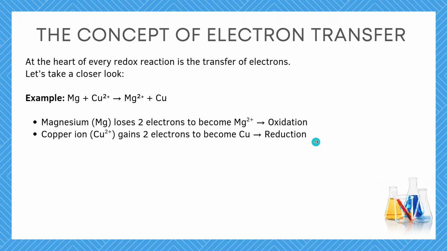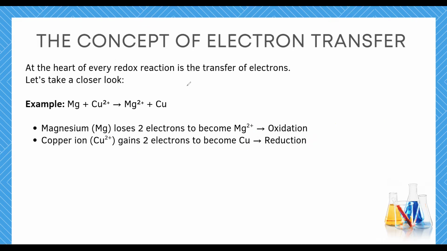Since we know that redox reaction involves the transfer of electrons, it is important to know what happens to electrons when redox reactions happen. So at the heart of every redox reaction that is taking place is the transfer of electrons.